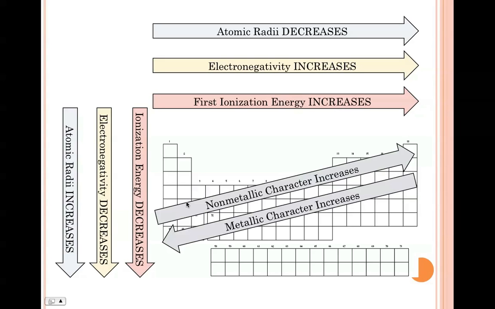If we look at our nonmetallic character, the reactivity of our nonmetals is going to increase as they go to the upper right, and then our metallic character, or the reactivity of metals, is going to increase as we go to the bottom left. So take a minute, jot these things down. I'm going to be checking this section in your notes to make sure it's complete.